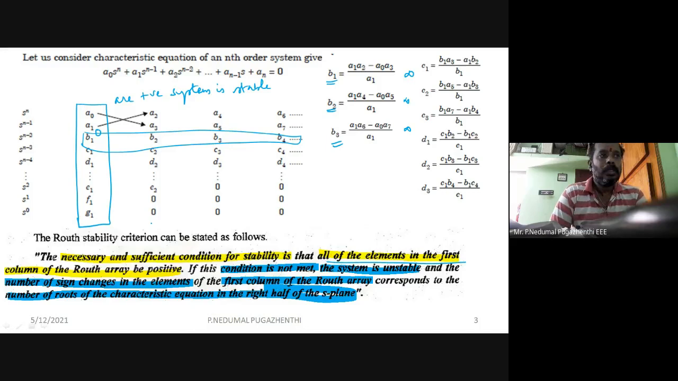Accepted or not? If any element in the first column becomes 0, then you cannot proceed to the next row, because all the elements in the next row become infinite. You cannot proceed further. So that is one case.